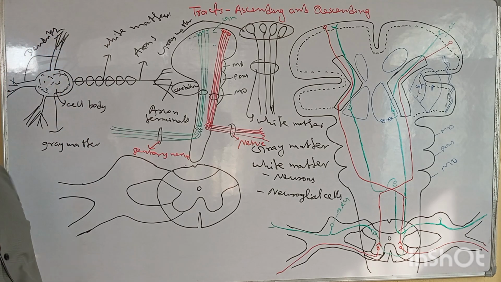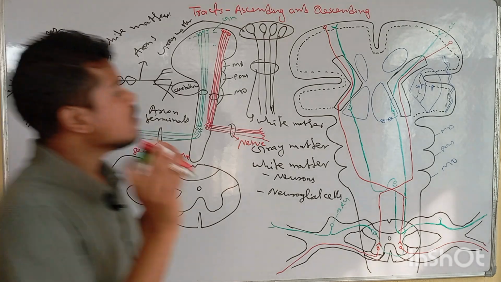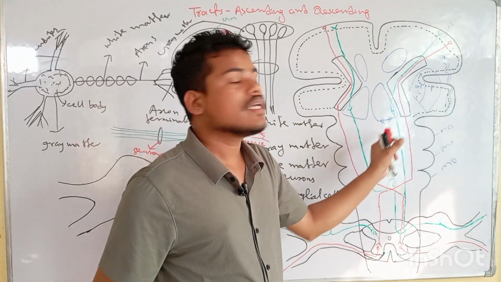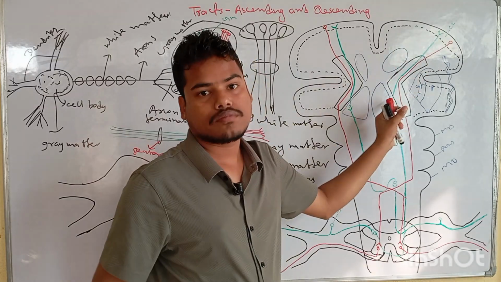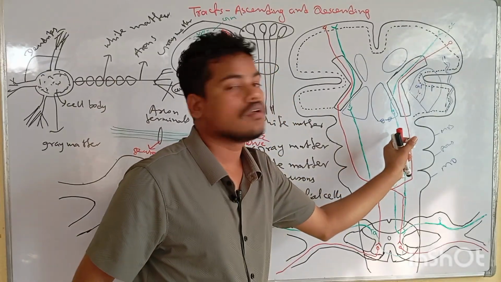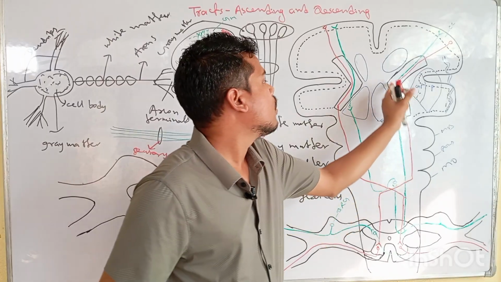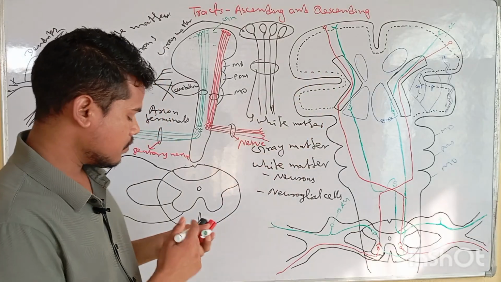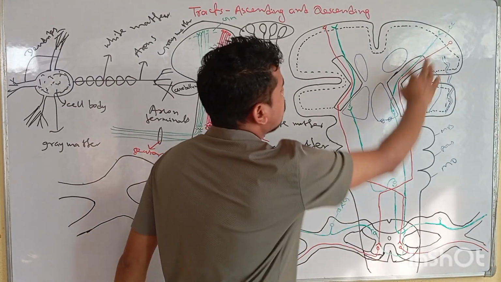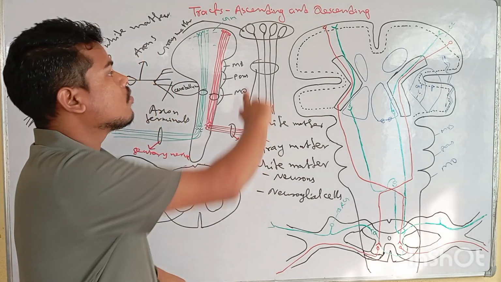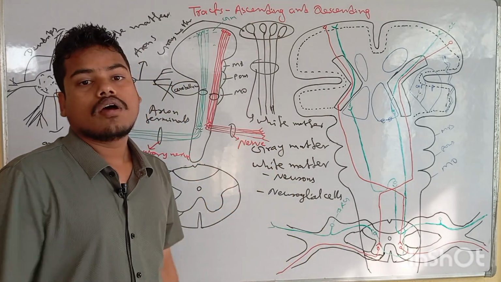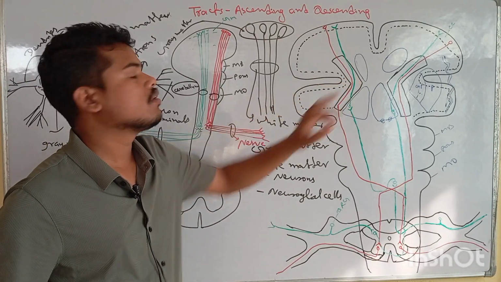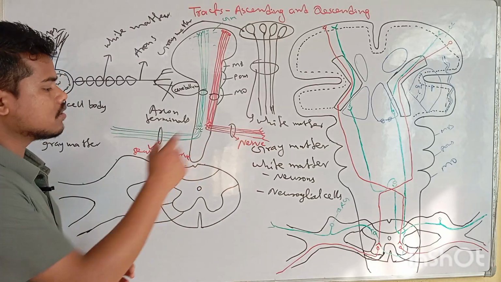So this internal capsule is the gateway, the only gate through which the fibers coming and going from the cerebral cortex will pass, not through the other parts of the brain. Fibers only go through the internal capsule and come from the cerebral cortex to the spinal cord or other parts through this internal capsule. This is the important point.